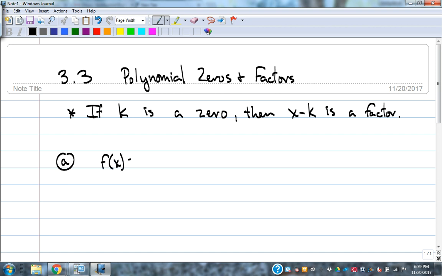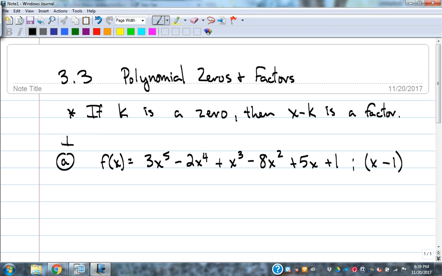F of x, 3x to the 5th minus 2x to the 4th plus x cubed minus 8x squared plus 5x plus 1. And they want us to check: is the given a factor? Okay, so this is the given. That x minus 1 is the given.